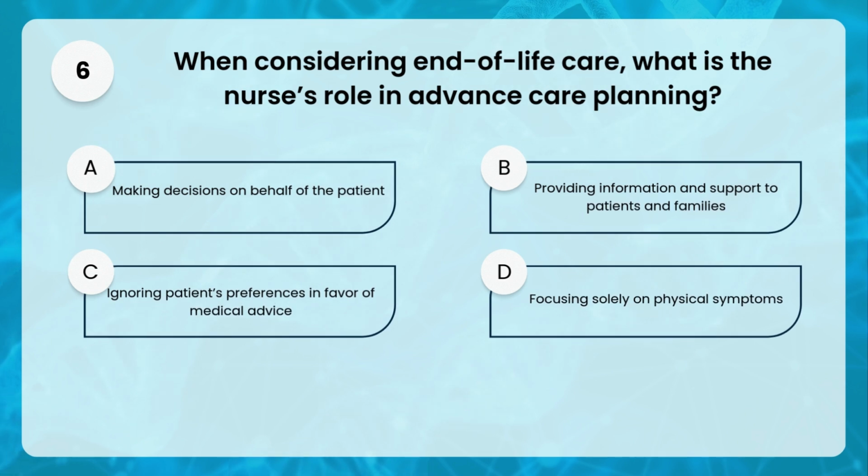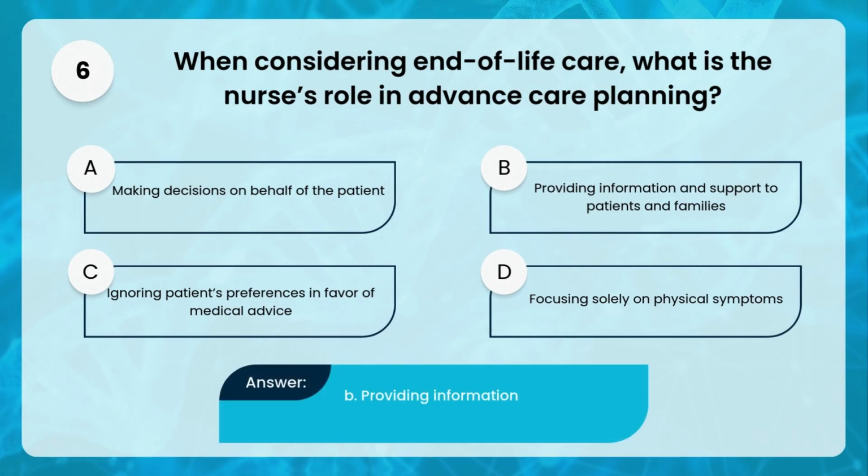Number 6. When considering end-of-life care, what is the nurse's role in advanced care planning? A. Making decisions on behalf of the patient. B. Providing information and support to patients and families. C. Ignoring patients' preferences in favor of medical advice. Or D. Focusing solely on physical symptoms. The answer is B. Providing information and support to patients and families.